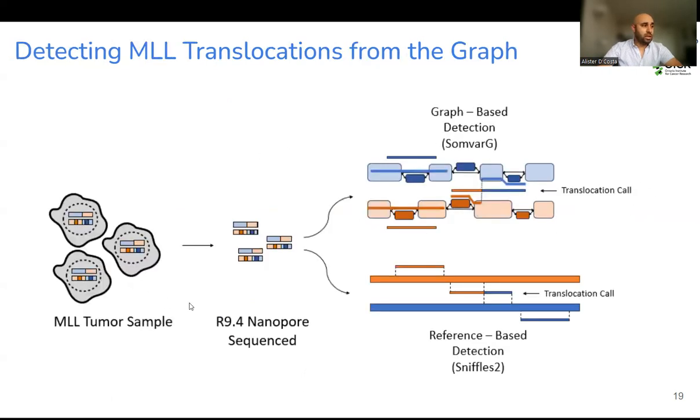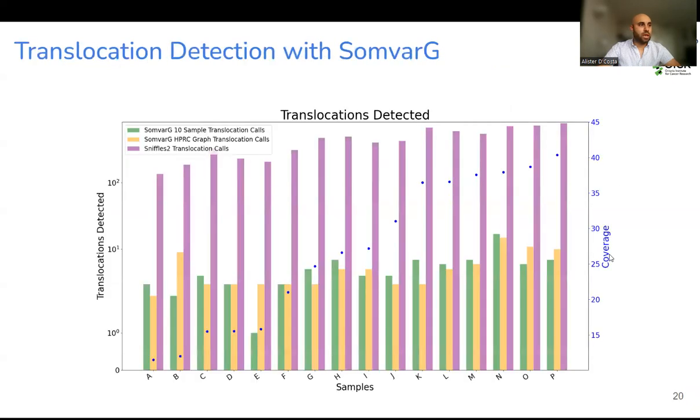We then took, for each MLL tumor, its nanopore reads, and we aligned them to both our 10 sample augmented graph, the HPRC's pangenome, and to GRCh38, using either minigraph or minimap2. We then used SOMVARG or Sniffles2 to call translocation calls, whether graph-based or linear reference-based, and we then compared them together.